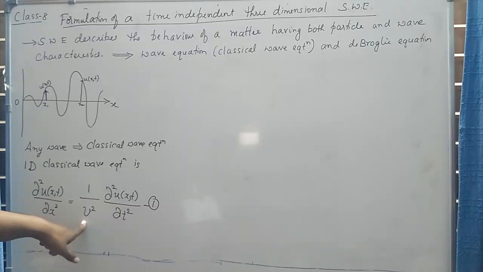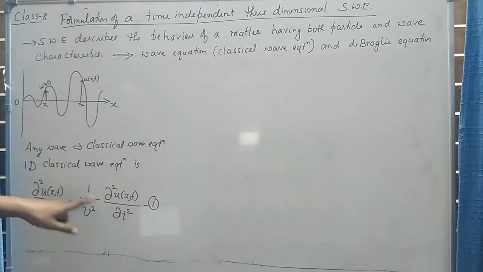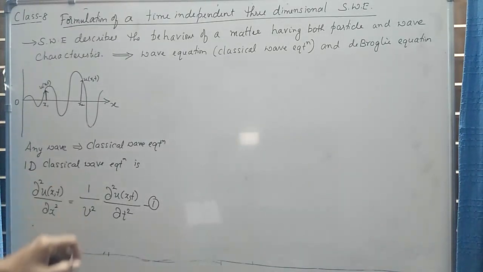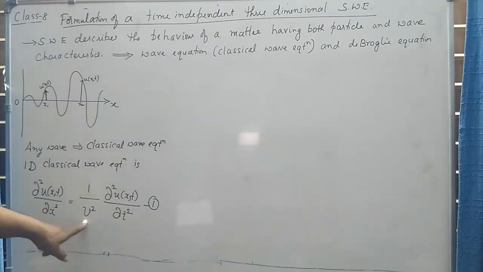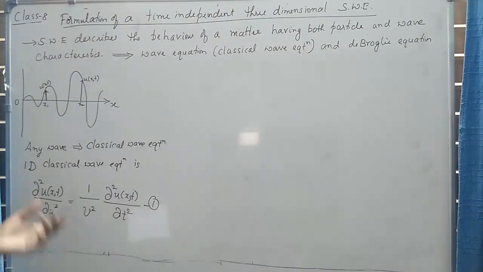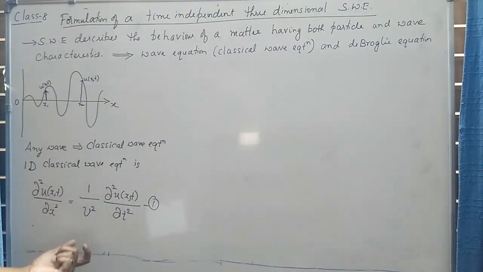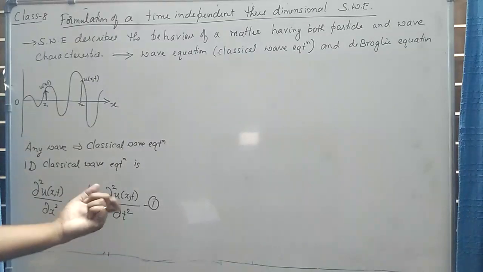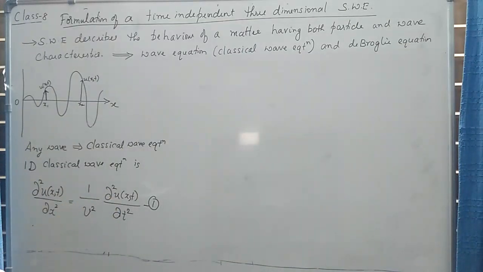Since we are not discussing an ordinary wave like light, we are discussing a wave associated with the particle. So this v represents nothing but the velocity or the speed of the particle. So double differentiation of the amplitude with respect to position is equal to 1 by v square, where v is the velocity, into double differentiation of the amplitude with respect to time. Okay, so this equation represents the wave nature of a particle like an electron.